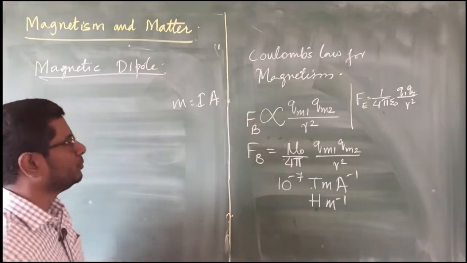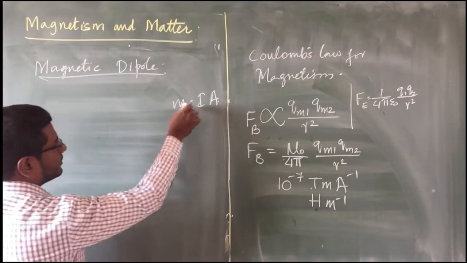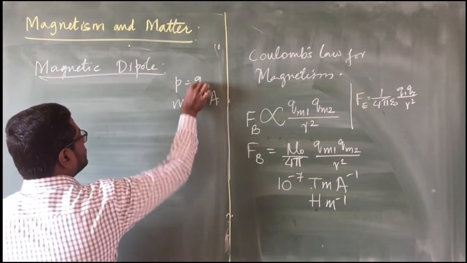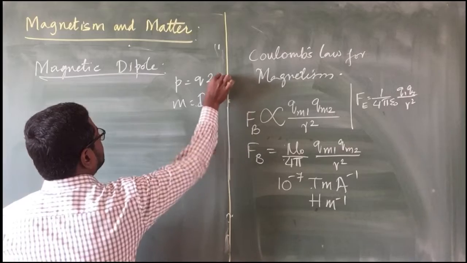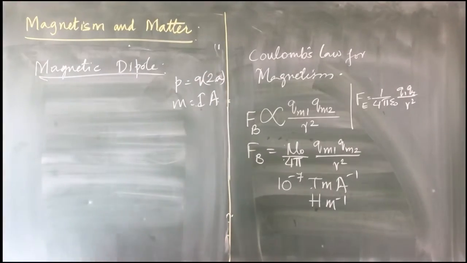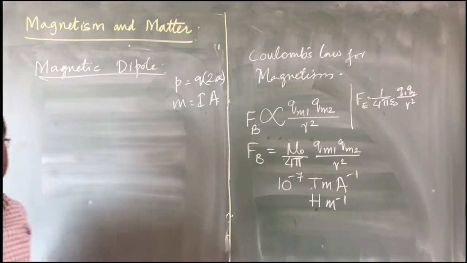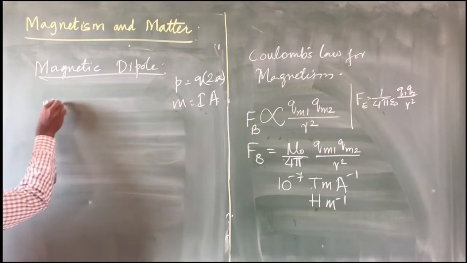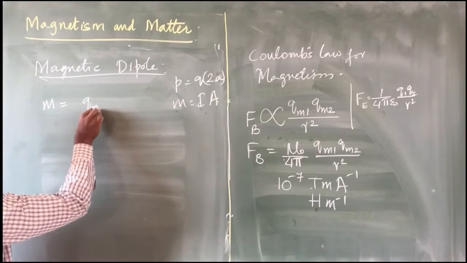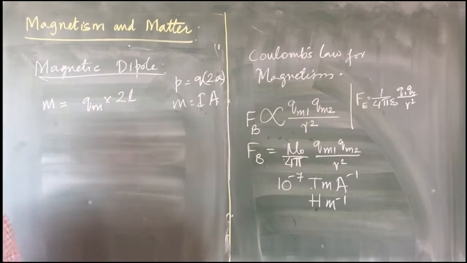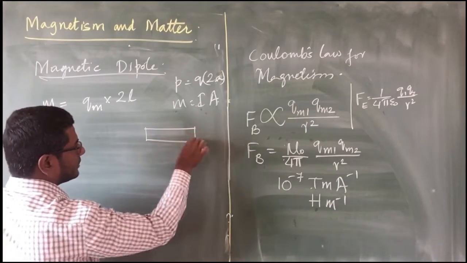Then we have seen the dipole moment. So this was the dipole moment, m is equal to Ia. In the first chapter, p was equal to Q into 2a. So this was the dipole moment. In the last chapter, what we have seen is the magnetic dipole moment, m is equal to Ia. The same m can also be written as Qm into 2L. And what is that 2L? 2L is the length of the magnet.